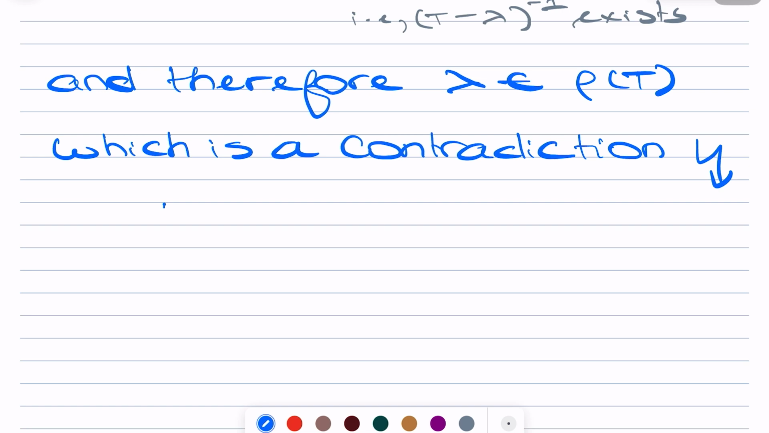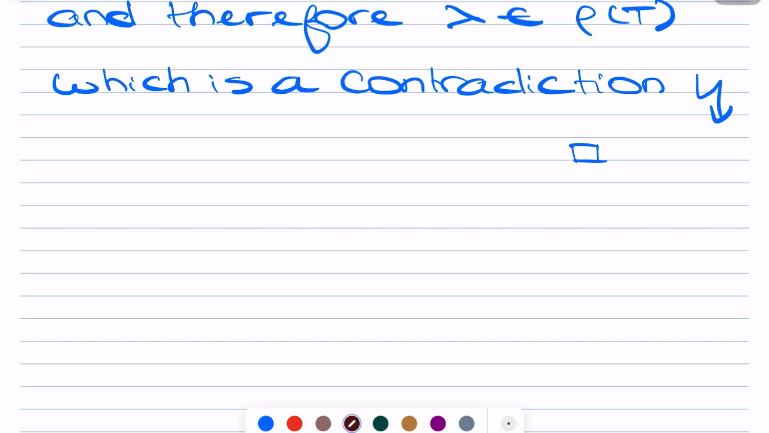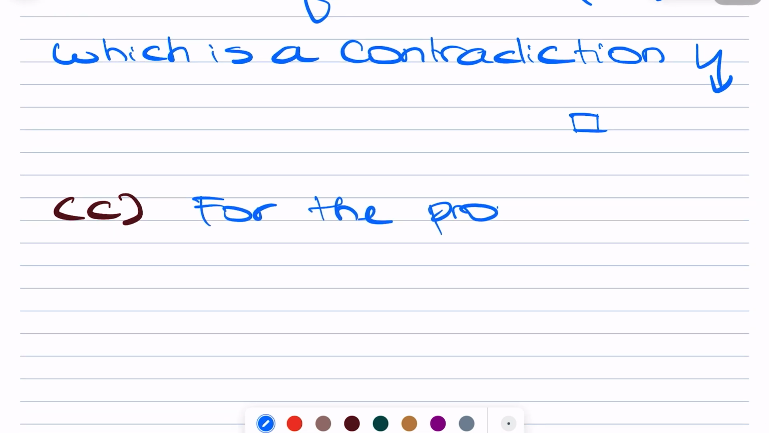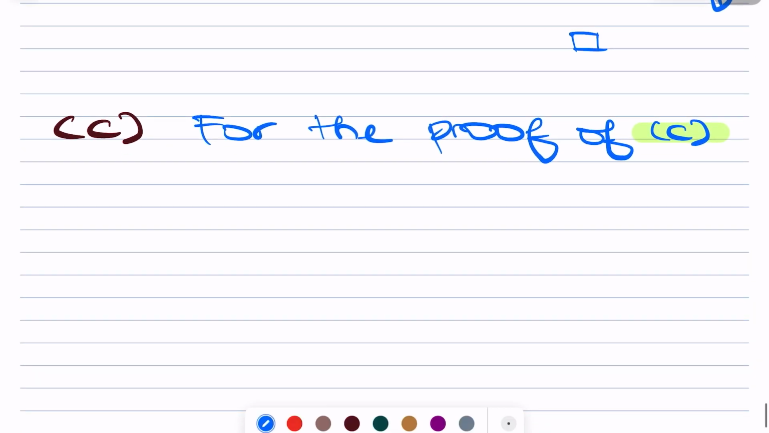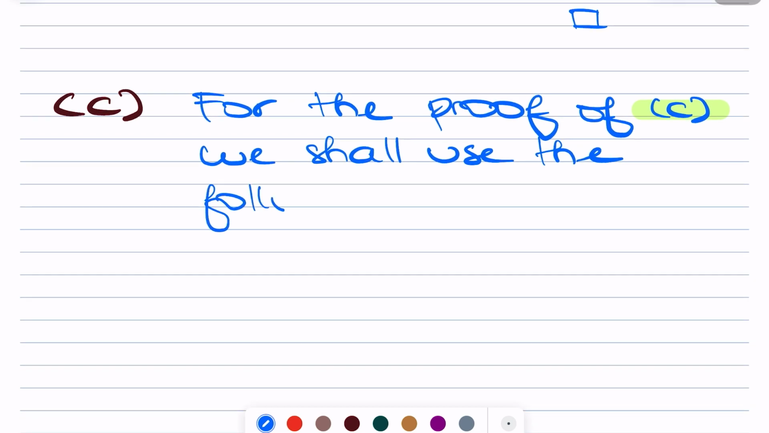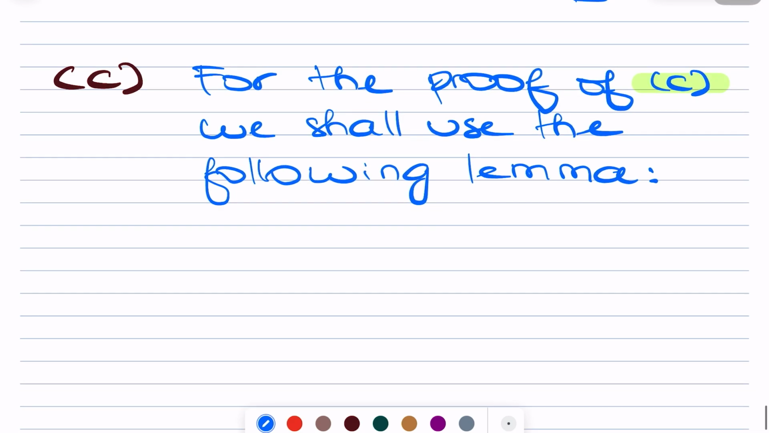So this is the end of the proof of this assertion. So C, for the proof of C, we shall use the following lemma that I'm going to recall in a second. So this is lemma 6.2.